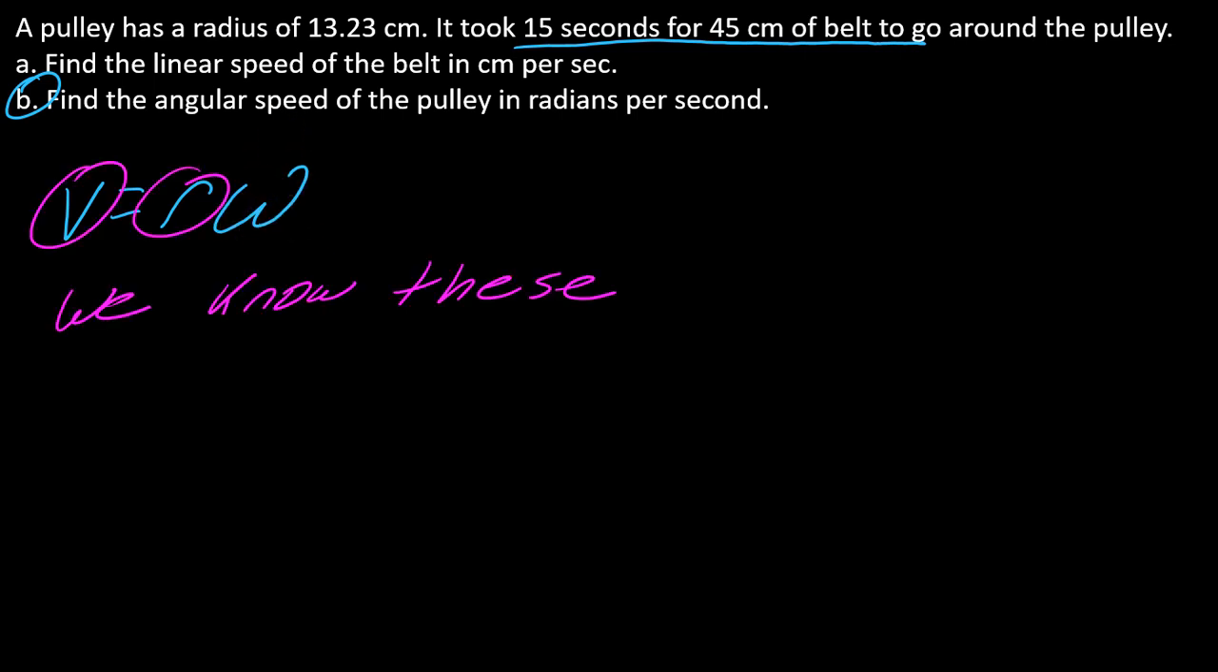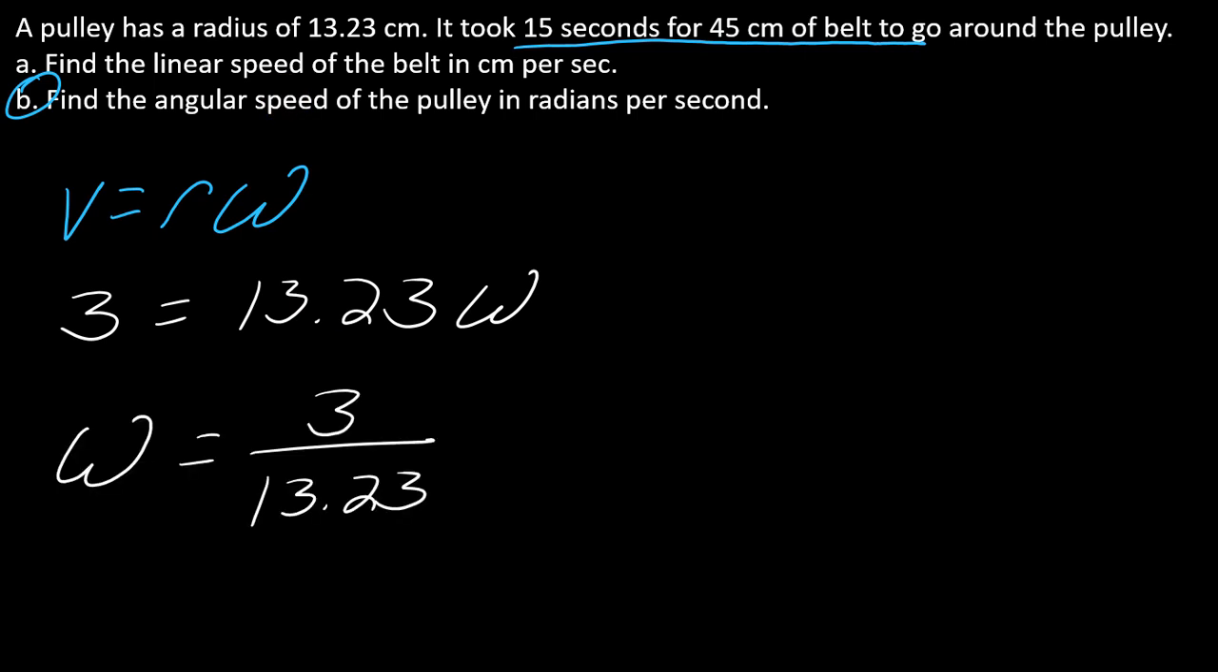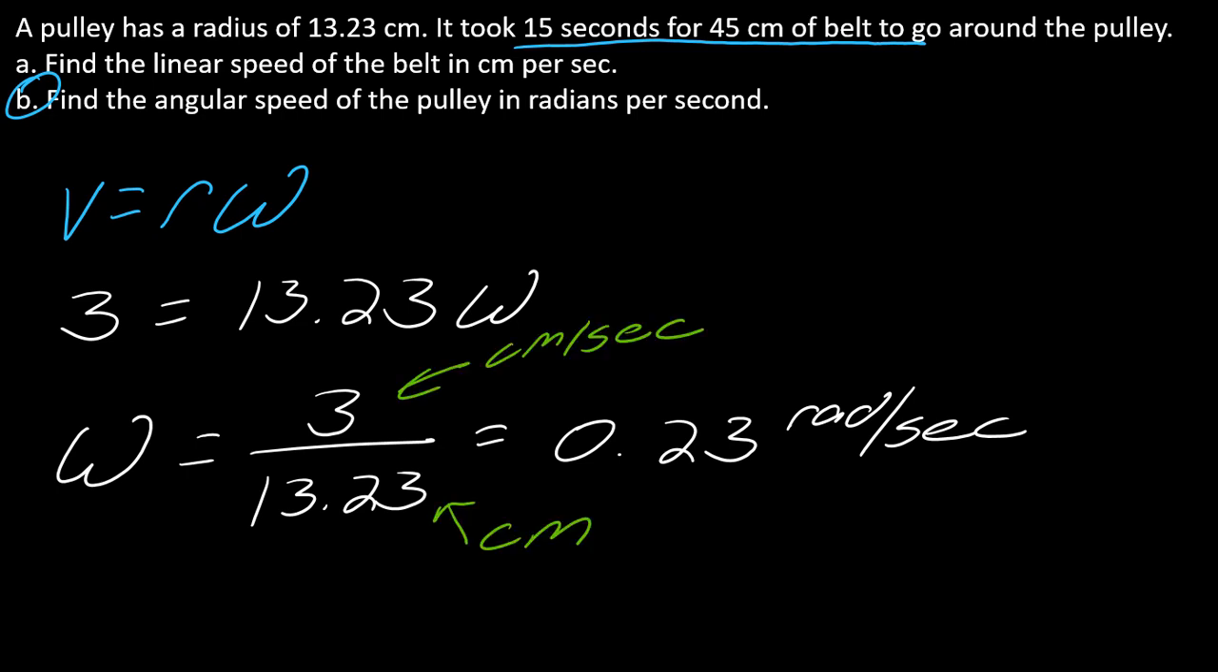In this case, since I know these, I can plug them in, and I've got 3 from the last part and then 13.23. So this is all I have to do to figure out my omega. I can just go through that to get 0.23 radians a second. And if you weren't sure why it is radians per second: one, you know that omega always has to be in radians. And two, notice that on top this was centimeters per second, and I'm dividing that by centimeters. So my centimeters cancel out, which just leaves me with the radians.